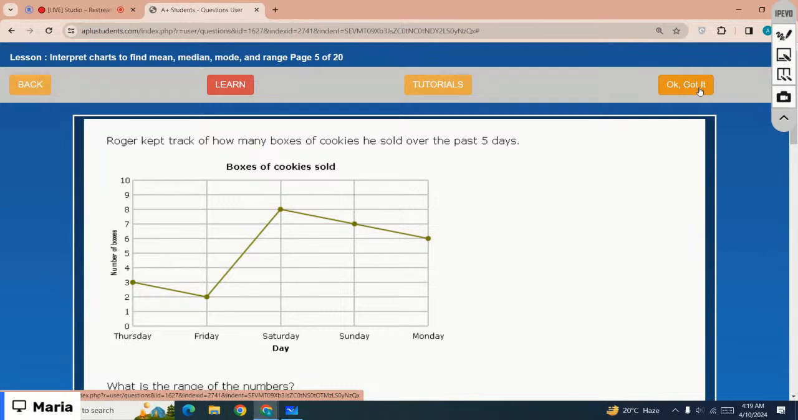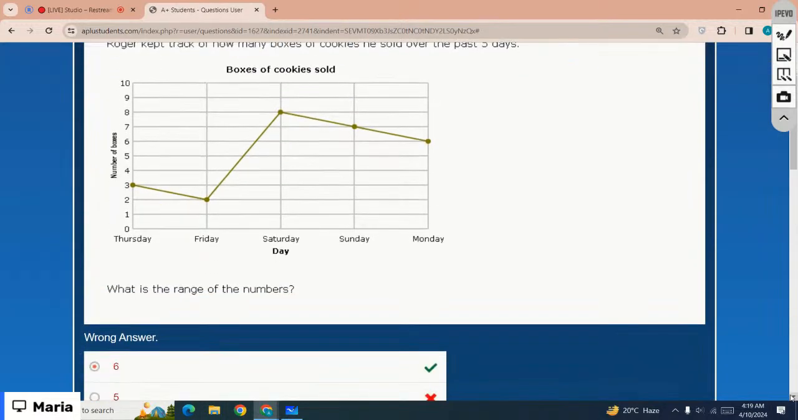8 minus 2, 6 it is, not 7, right? The correct option is 6 it is, right?